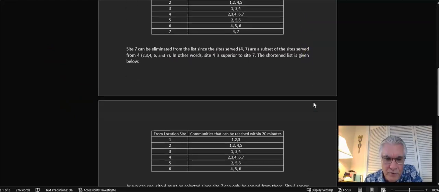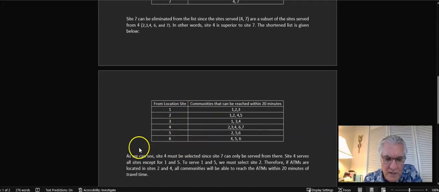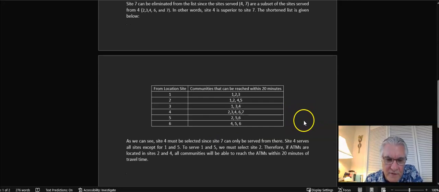Okay, so we scroll down. We've gotten rid of 7, so we only have these 6 potential sites. And then, of course, we see that site 4 must be selected since community 7 can only be served from there. So you notice 7 is not included in any other site's potential. If your goal is to serve every community within 20 minutes, you have to pick number 4, or you will not get community 7 supported.